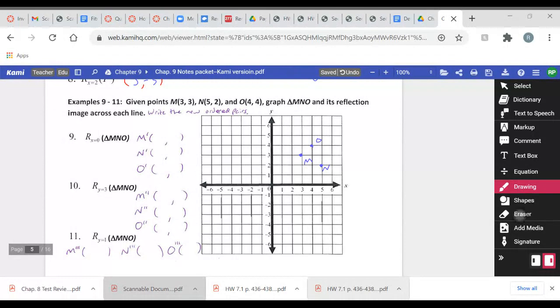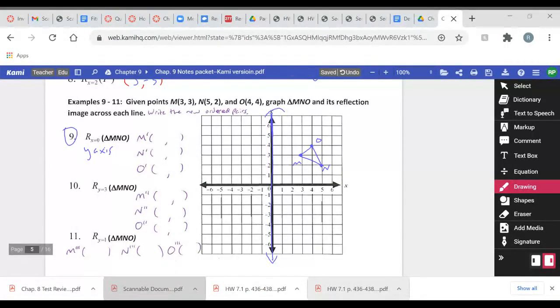Okay, I'm going to move that M so it's not right in the middle of my triangle. And so if I go ahead and connect my dots, there is my original triangle. Now, the first thing on number 9 is saying to reflect it about the line x equals 0. So again, the line x equals 0 goes through the x-axis at 0. So that is actually the y-axis. Okay, so I'm going to darken that line.